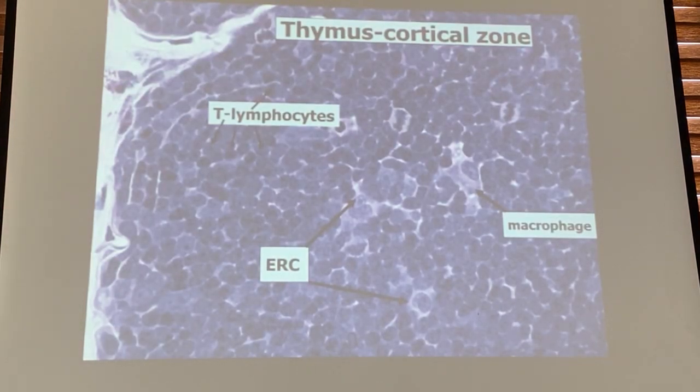In a high power, if you look at the cortex, you see the majority of cells are T lymphocytes. These small, densely stained cells, with a few larger cells with pale cytoplasm, ERCs or epithelial reticular cells. And there are scattered macrophages, which are involved in engulfing the immature and unhealthy T lymphocytes.